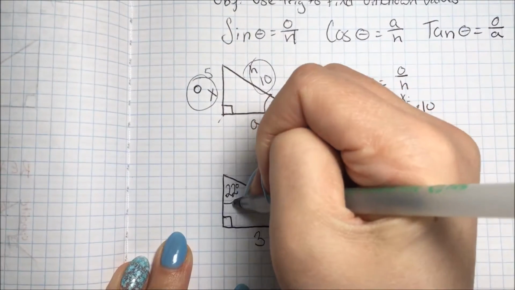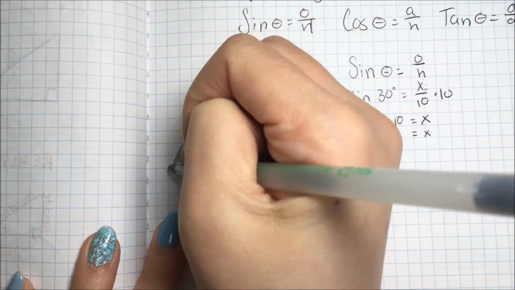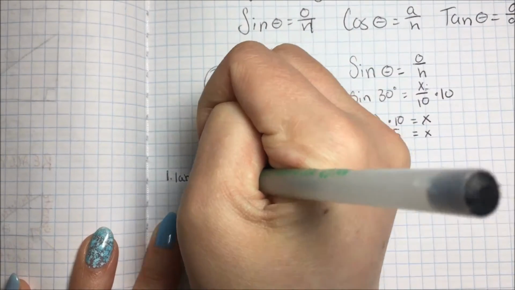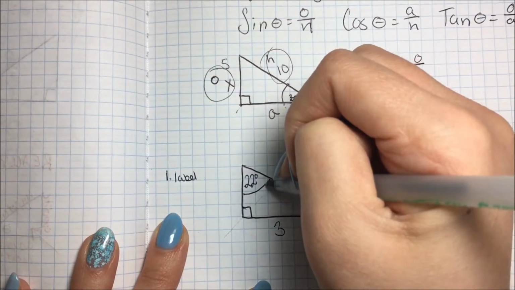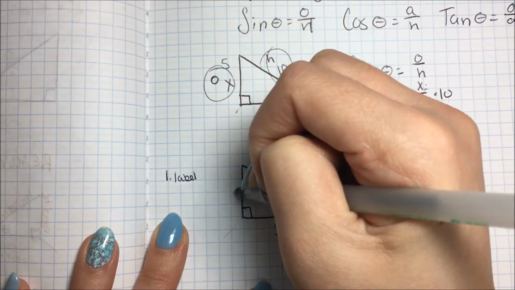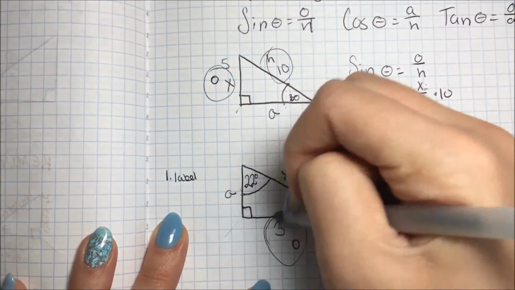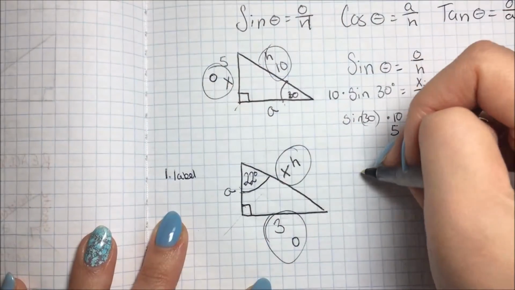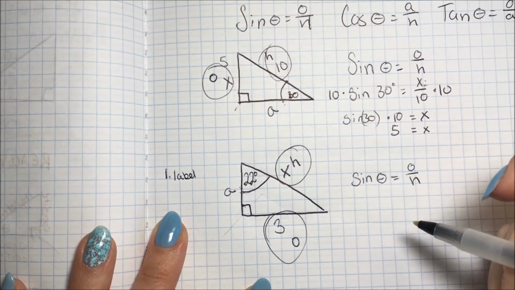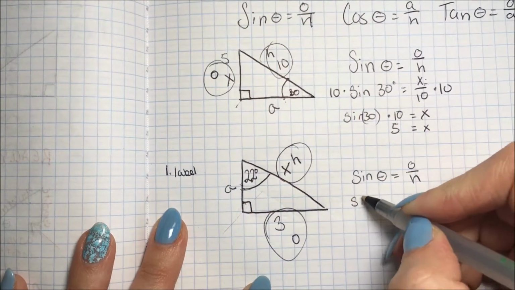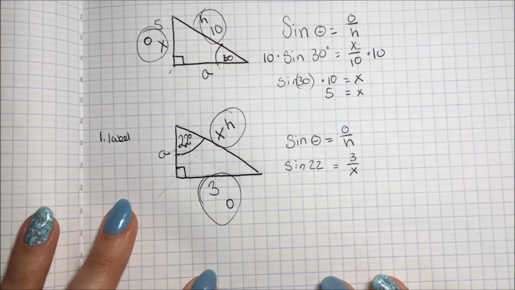So again, I'm going to start by labeling my triangle. Here's my hypotenuse across from the right angle. Following that reference angle is going to be my adjacent side next to it, and then across from it is the opposite side. So I have O, and I want to find H. I'm going to use sine again. So the sine of 22 equals 3 over x. Well, x is on the bottom.